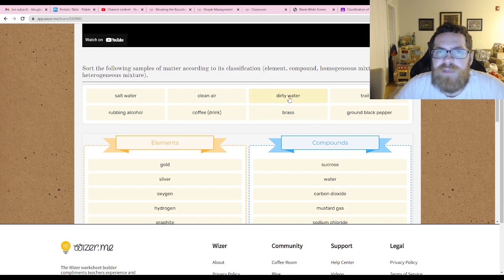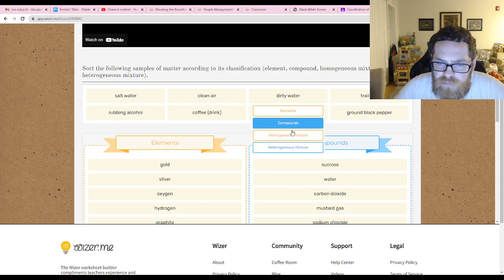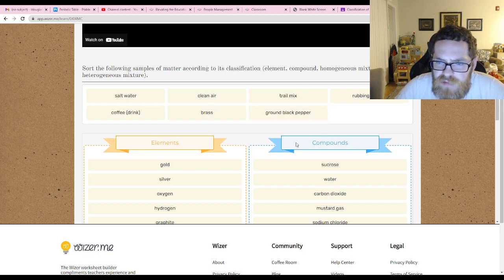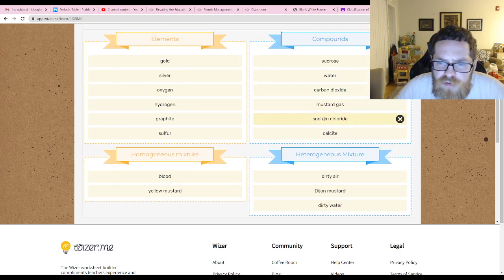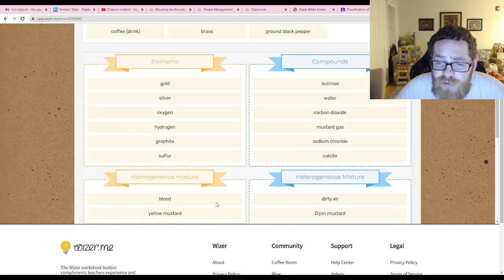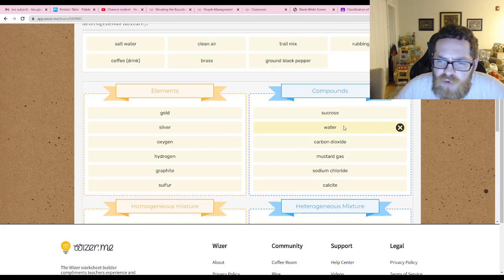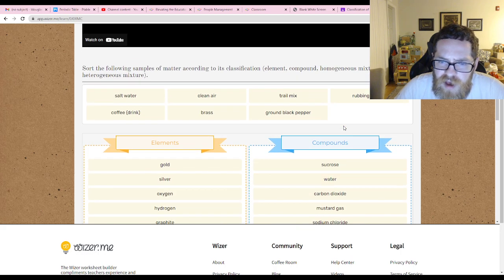Dirty water, again, it's dirty. You can typically make something out in it, usually mud or particles. That would be a heterogeneous mixture. In this case, again, water could be a homogeneous mixture if we're talking about clean tap water. But if we're just mentioning pure water on its own, go with a compound.